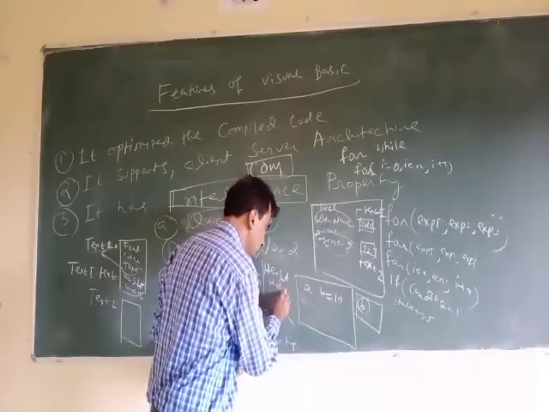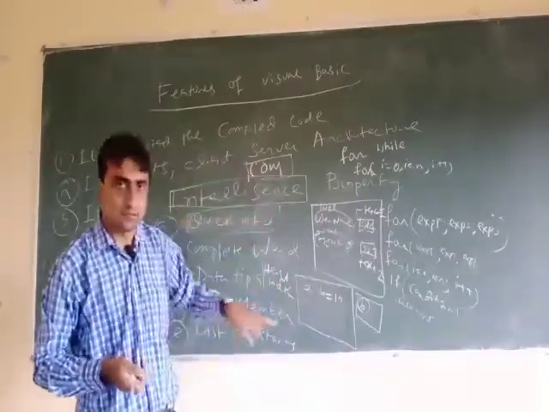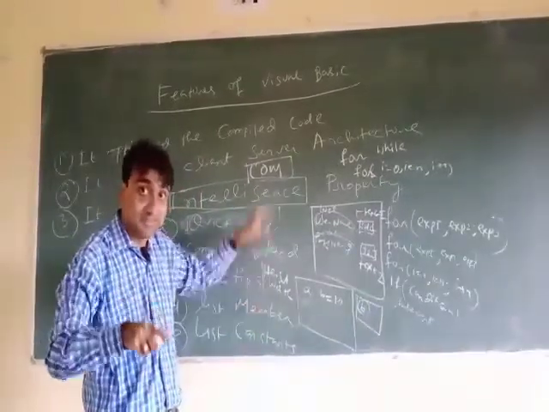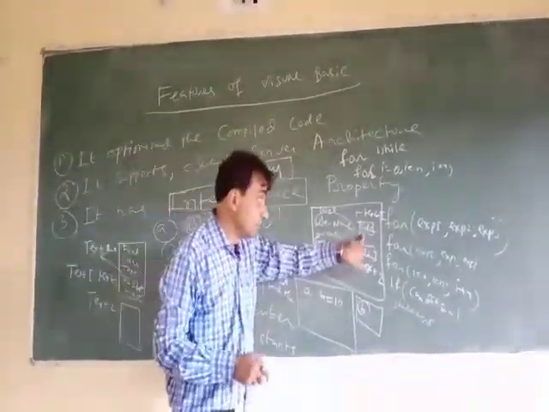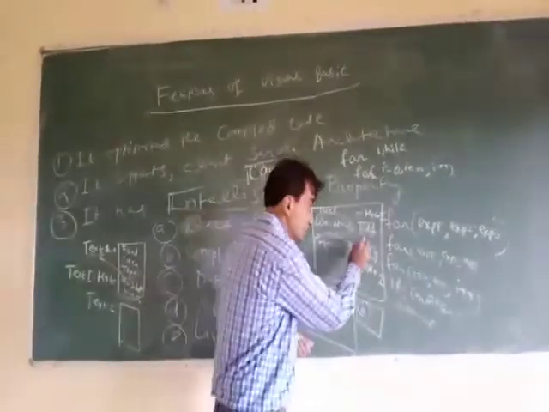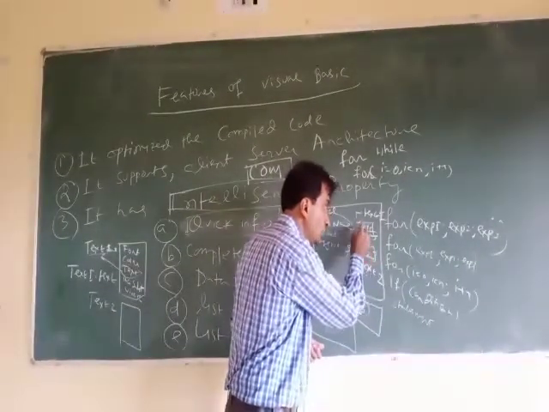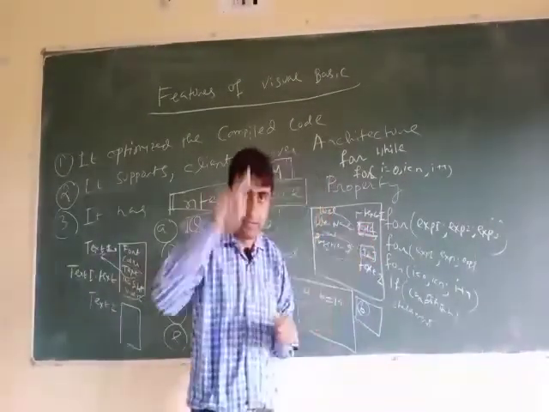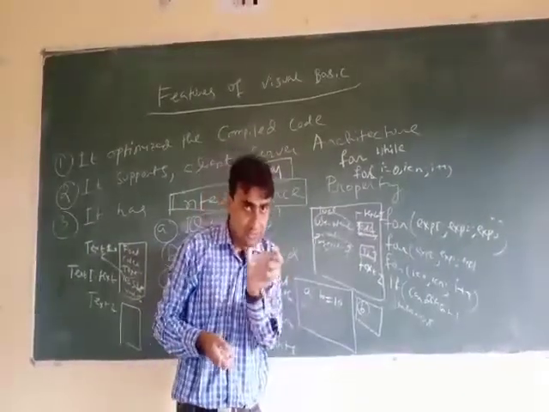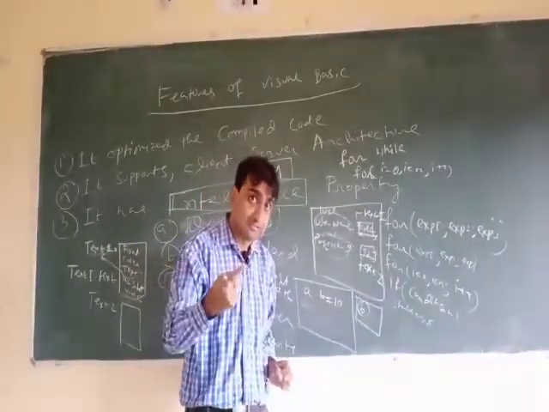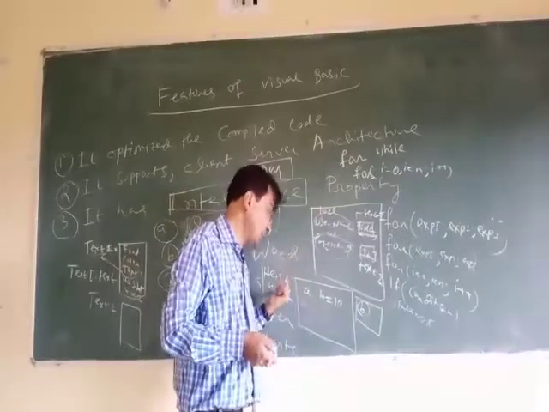Then, width is having some constant value. It is nothing but the default value. Here, this text box is having some default width. It is having some default height, horizontal distance and vertical distance. That is in terms of height and width.